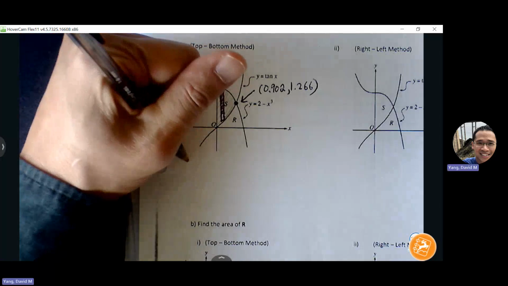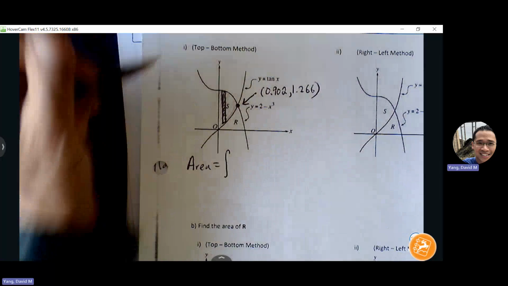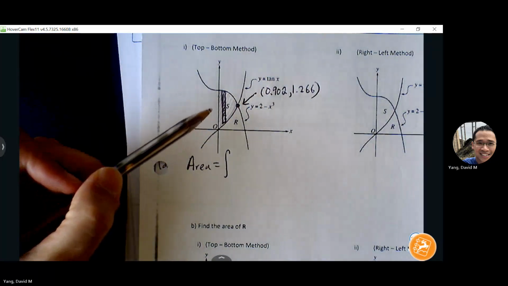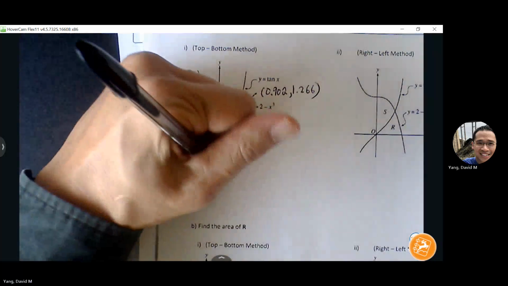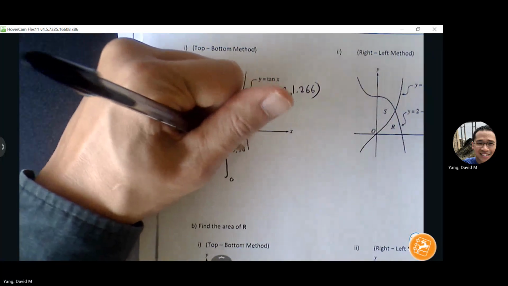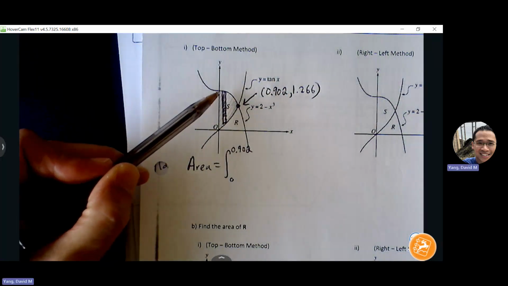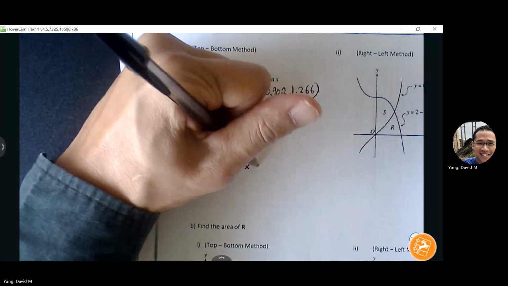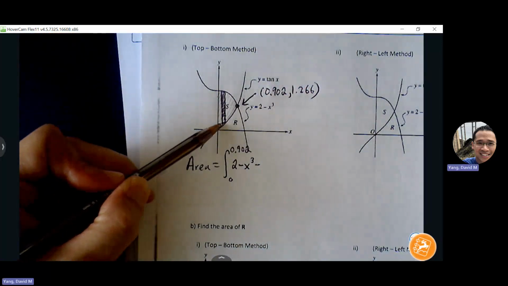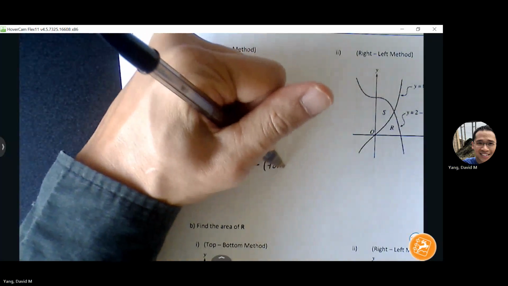Okay, so now the area is simply the integral from, what's my left bound? 0 to, good. Okay, what's the top of my rectangle touching? So that's going to come first. Minus, look at the bottom of your rectangle is touching the other curve. Yep.